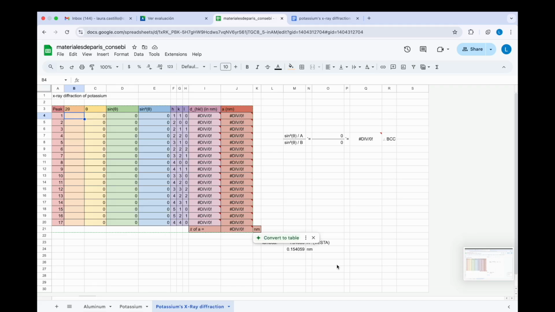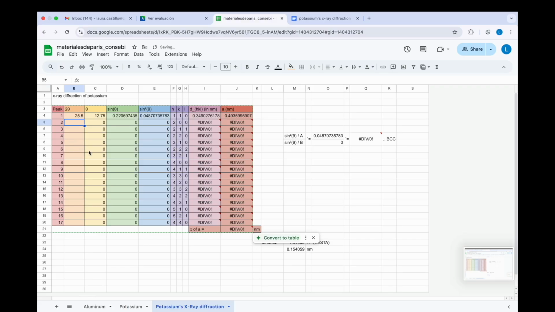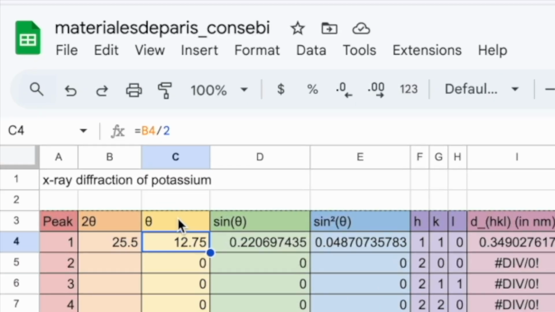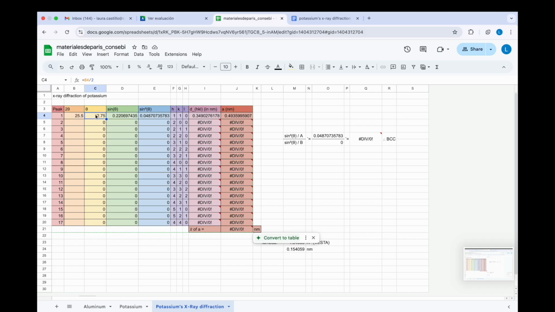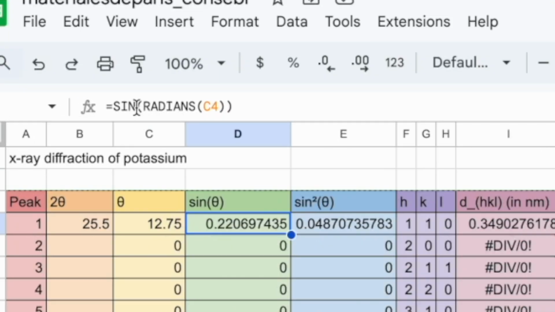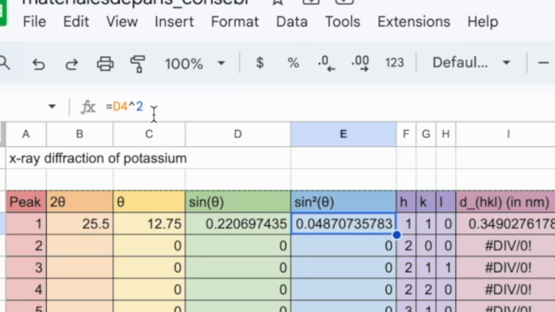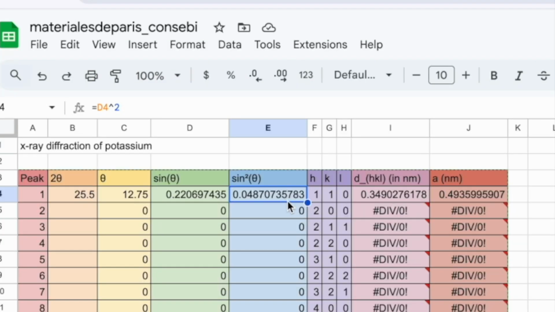So now we're going to build a chart. We will first put in the value for the first peak, in this case 25.5. This will solve the rows automatically. The next one is theta alone, divided by 2 to get the value, and then multiplied to convert to radians, since this is how the sheets work, and then squared to have a better view of the values.